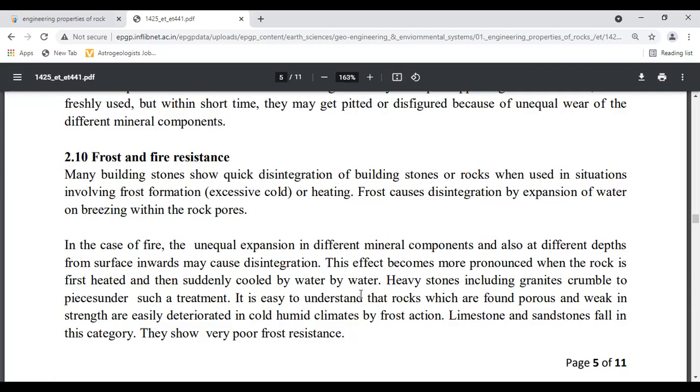Heavy stones, including granites, crumble to pieces under such a treatment. It is easy to understand that rocks which are porous and weak in strength are easily deteriorated in cold, humid climates by frost action. Limestone and sandstone fall in this category. They show very poor frost resistance.